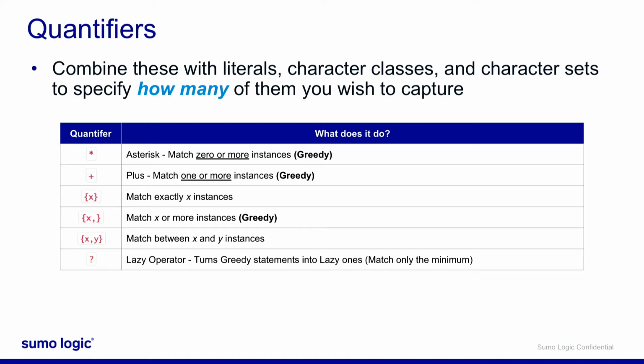The curly brackets with one number in it says match exactly this many. If you keep it open, it will match that many or more. Or match between these two numbers. Or the lazy operator, which converts a greedy operator to a not greedy operator. And I'm going to come to that with a great example very shortly. So only match the minimum that satisfies.